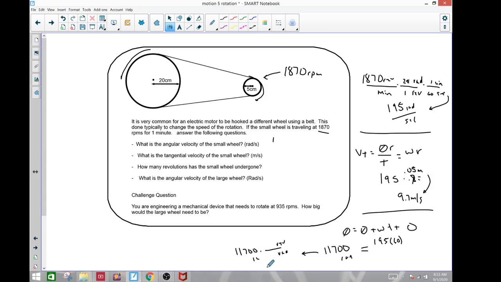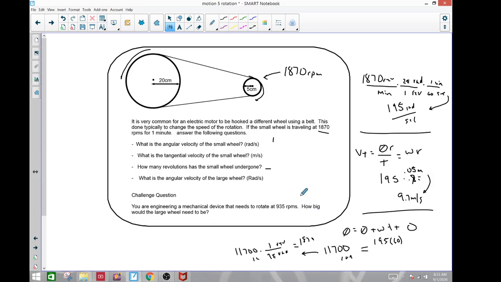Now, this is kind of a backwards problem because we know it's 1870 revolutions per minute, and it's gone for 1 minute. So this is 2 pi radians per 1 revolution. So 11,700 divided by 2 divided by pi, and we're back to the 1870. There's a little bit of rounding issues there, but it's pretty close to 1870. Okay, so that's it, it's 1870.